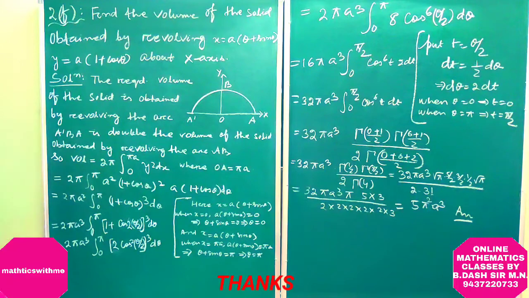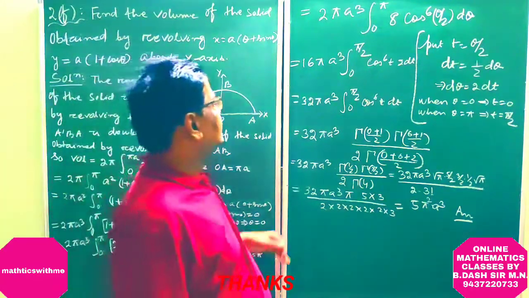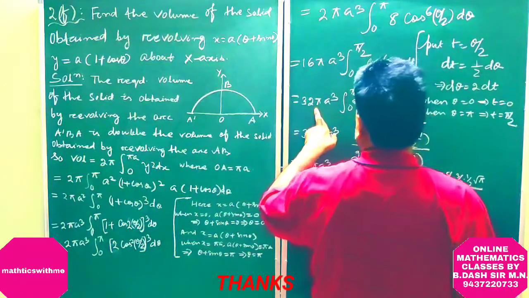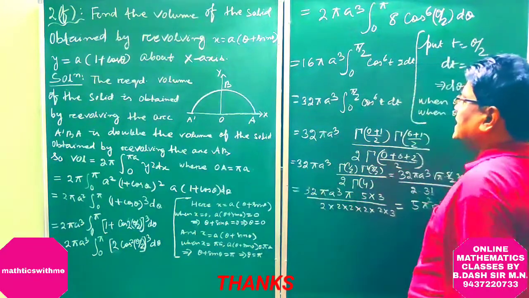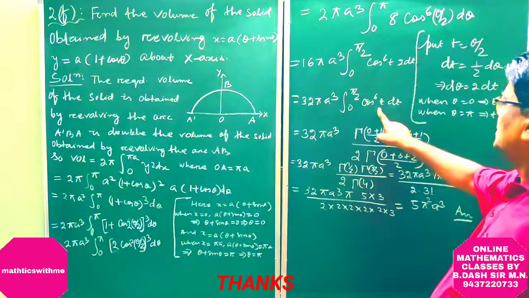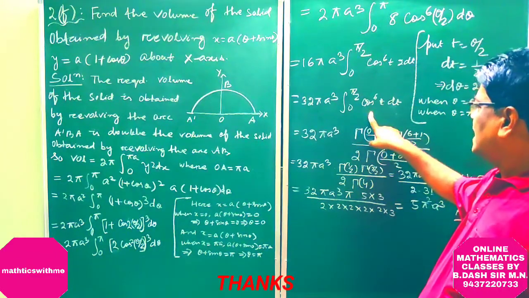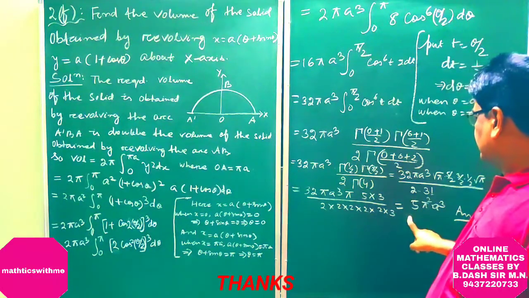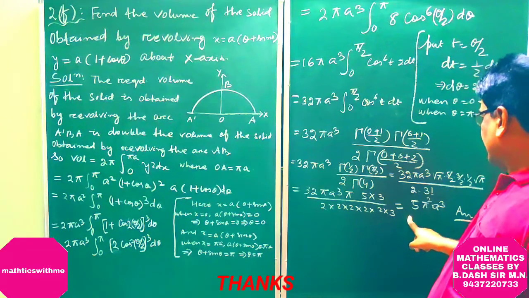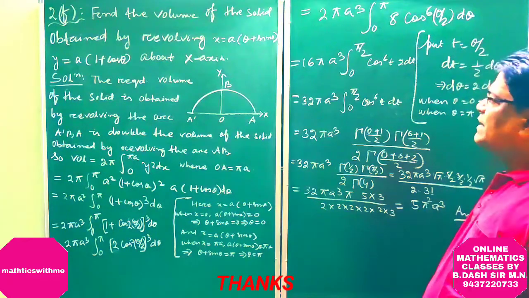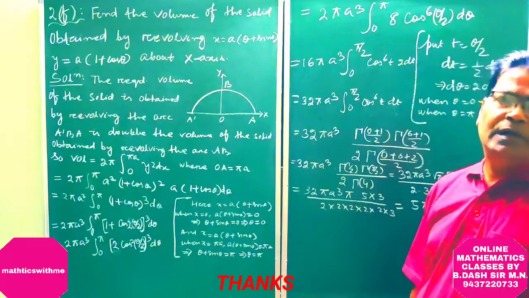Then after simplification, we get this is equal to 32πa³ ∫ from 0 to π/2 of cos⁶t dt. Applying the gamma function and after simplification, we get this is equal to π²a³, which is the required volume.